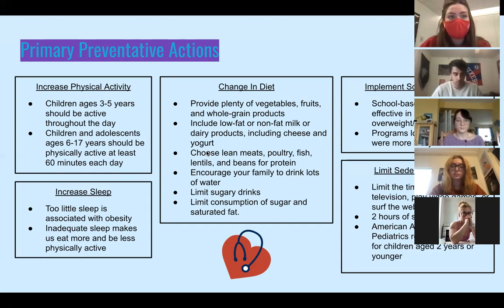Change in diet is a very important part of preventing obesity. It's recommended that there are plenty of vegetables, fruits, and whole grain products. And we should also include low fat or non-fat milk or dairy products like cheese and yogurt. We should choose lean meats, poultry and fish, lentils and beans for protein instead of red meats like steak or beef. And we should encourage your family to drink lots of water and limit sugary drinks like soda or juice. We should limit consumption of sugar and saturated fats.